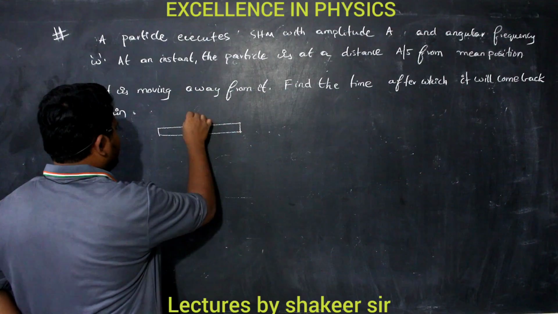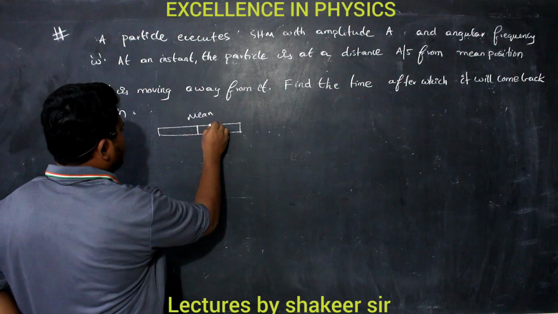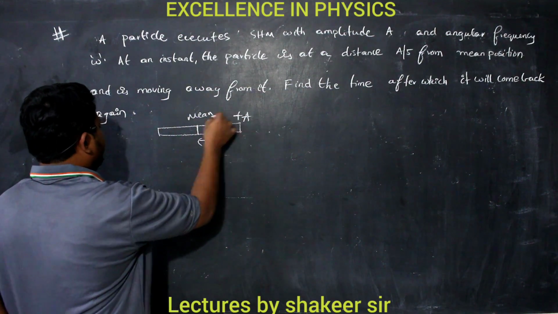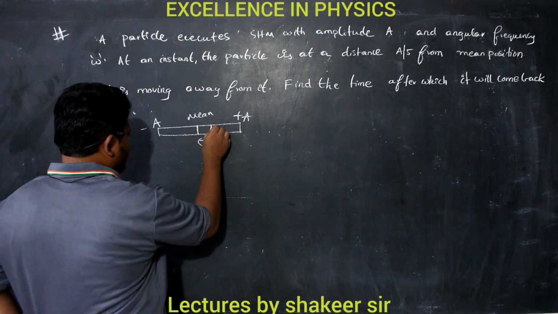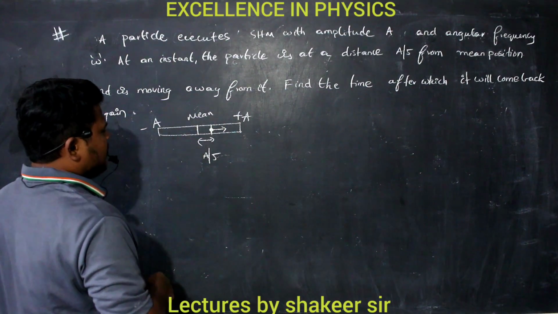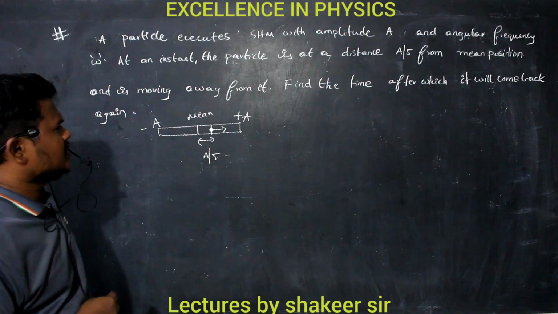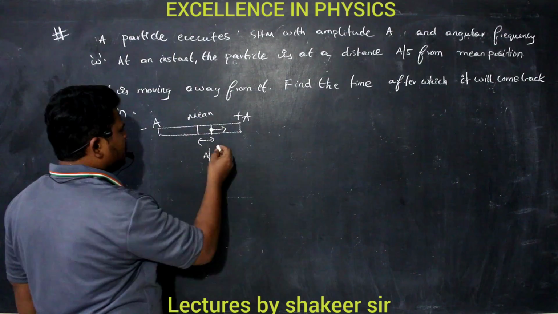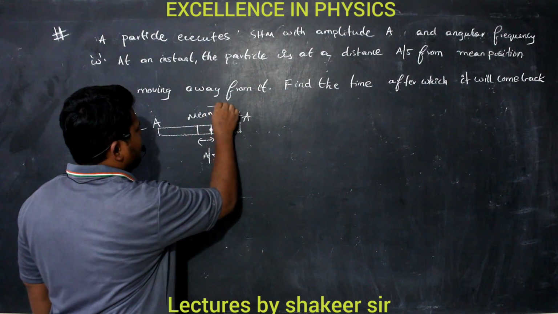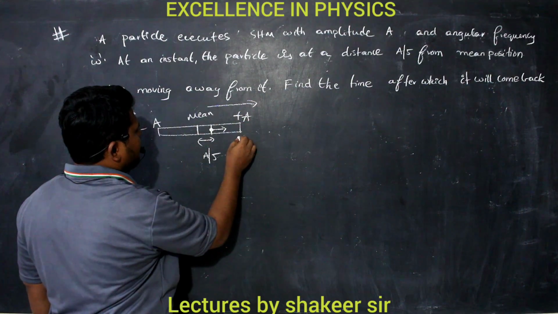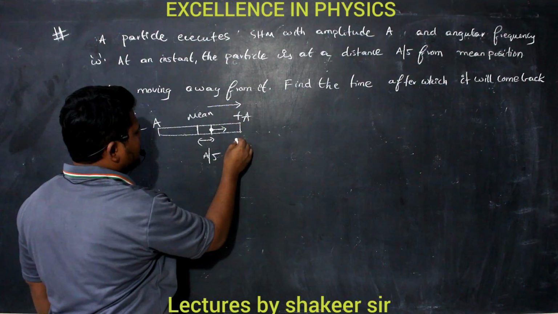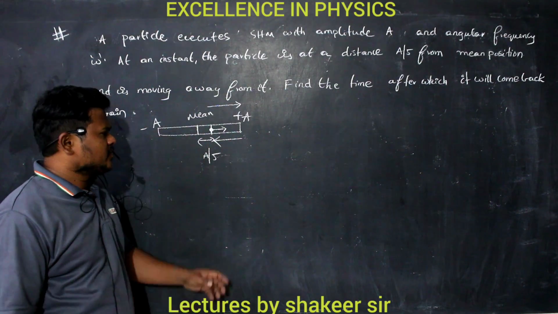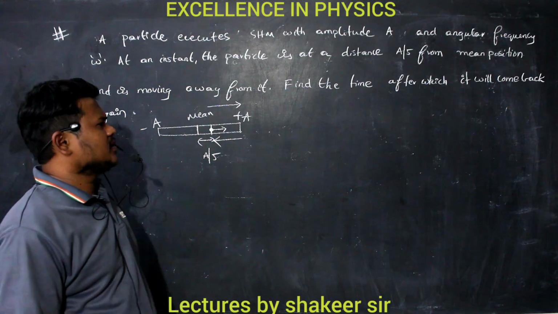So this is the mean position. Initially the particle was present at a displacement of A by 5, if amplitude is A, and it was going away from the mean position. Then we are supposed to find the time taken after which it will return to the original position again. So this particle will travel from here, go up to the extreme, then return and reach the same position. Until this instant, we are supposed to find the time taken.